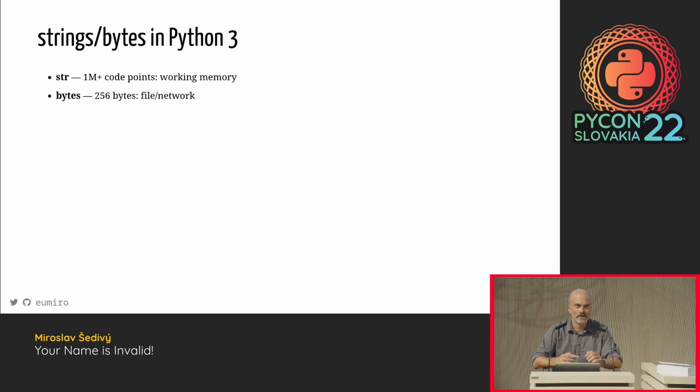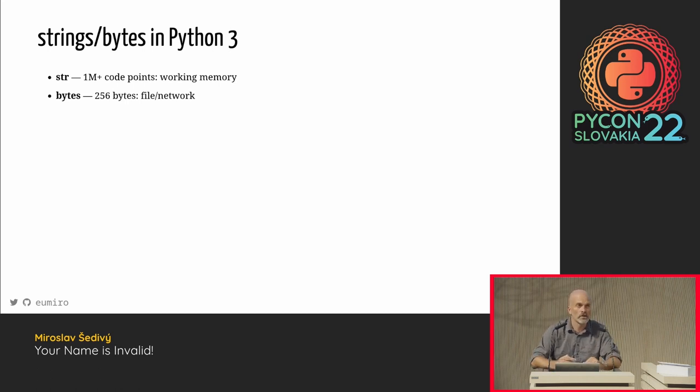In Python 3, fortunately, we now have two types for working with something like strings. There are strings, where every character is one of over 1 million code points, and it allows you to type in most alphabets of the world and use plenty of other characters. This is something that is used in working memory. So if you are really working with text, you should use strings. And there are bytes, the good old bytes, where you have 256 combinations per byte, and that you use when you are writing to files on disk or sending something over the network. And this should be used only there.